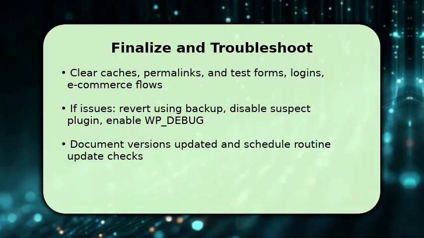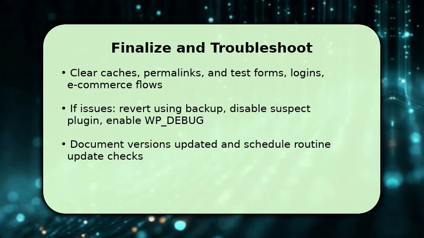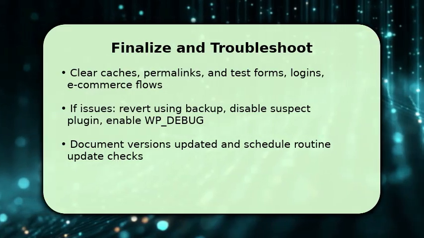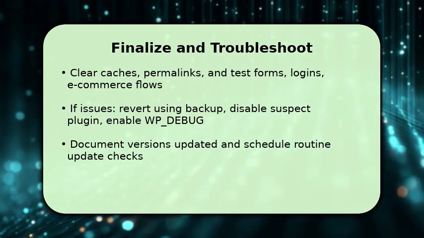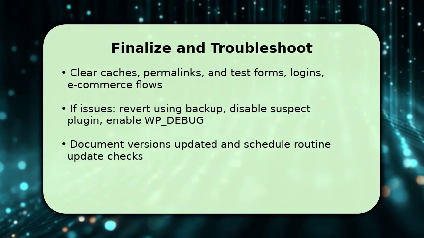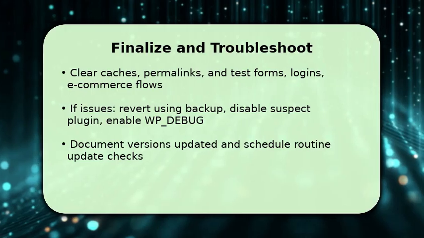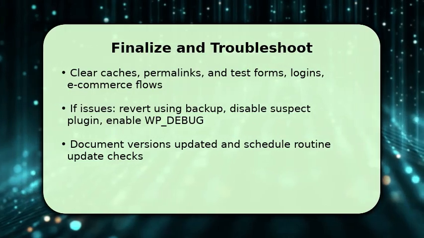If something goes wrong, revert immediately using the backup, then enable WP Debug to view errors and disable the most recent plugin or theme to isolate the problem. Once resolved, update documentation with current versions and set a schedule for regular updates to avoid large jumps.